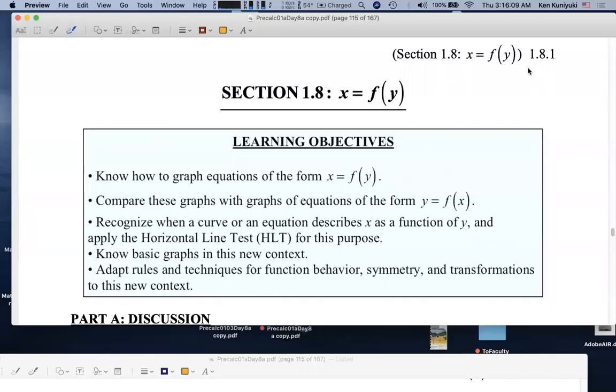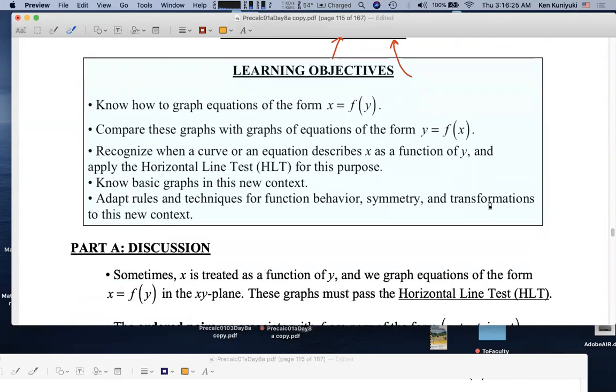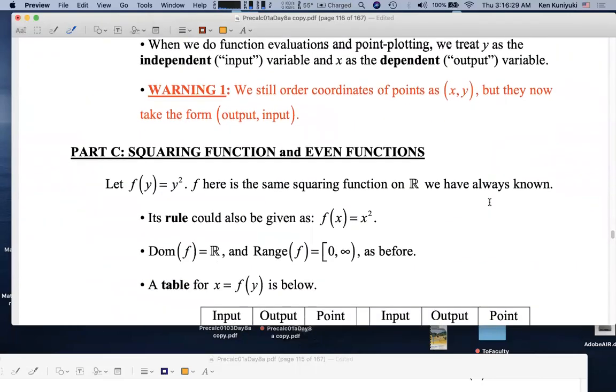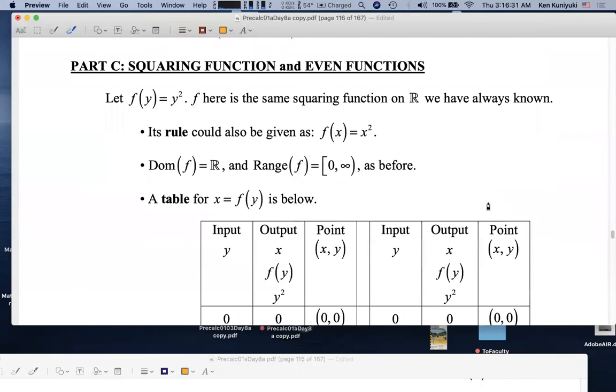Hi, everyone. All right. What if we have x as a function of y? Equations of the form x equals f of y. This time, our inputs are y coordinates and our outputs are x coordinates. Now, the underlying theory of functions is basically the same.